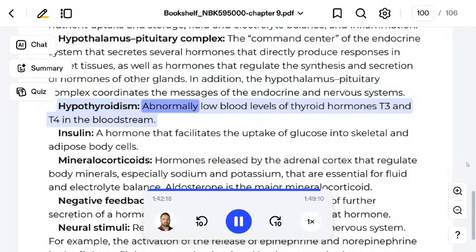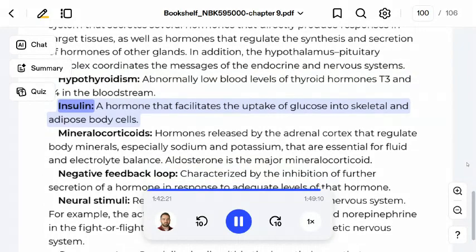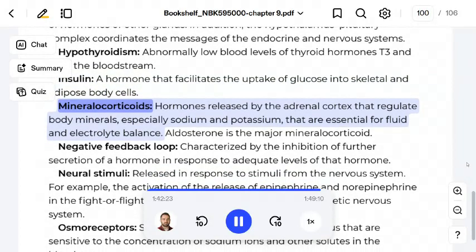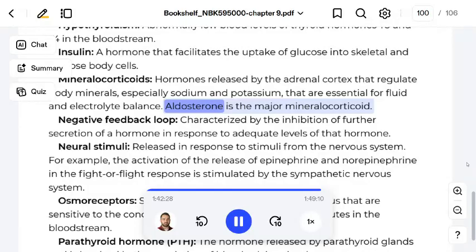Hypothyroidism: abnormally low blood levels of thyroid hormones T3 and T4 in the bloodstream. Insulin: a hormone that facilitates the uptake of glucose into skeletal and adipose body cells. Mineralocorticoids: hormones released by the adrenal cortex that regulate body minerals, especially sodium and potassium, that are essential for fluid and electrolyte balance. Aldosterone is the major mineralocorticoid.